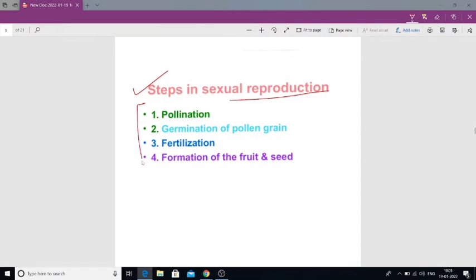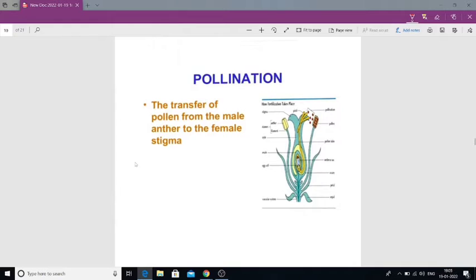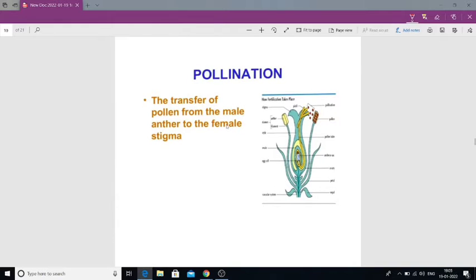So as I said, students, sexual reproduction in plants has 4 steps: pollination, then germination, then fertilization, and last, formation of the fruit and the seed. One by one we will see these topics. The first step of fertilization, or rather double fertilization, is pollination.